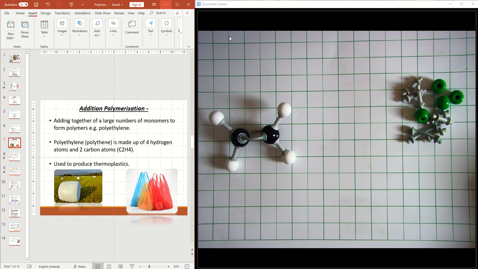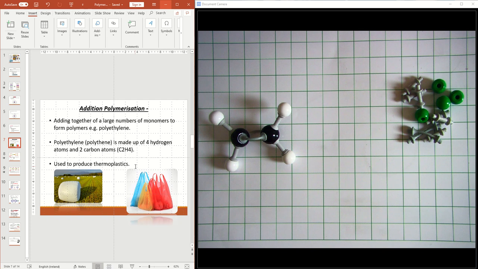Example: polyethylene. The example we always talk about is always going to be polyethylene. Polyethylene is made up of 4 hydrogen atoms and 2 carbon atoms, so C2H4. It's used to produce thermoplastics, polyethylene being an example, and there are other thermoplastics as well. Thermoplastics are materials that can be bent and reshaped once heat is applied, into different shapes.